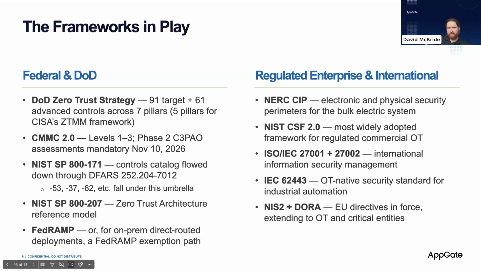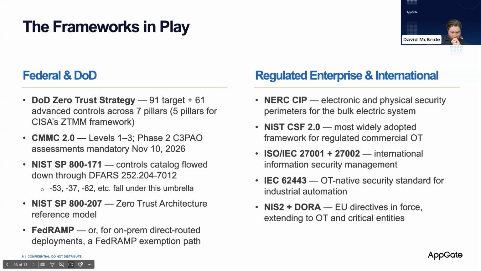Moving on into NIST, you've got NIST SP 800-171, the controls catalog that flows down from, or through, I should say, DFARS clause 252.204-7012. That's a mouthful, but I got through it. And sitting underneath that umbrella, you've got 800-53 for federal systems, 800-37 for risk management, and 800-82 for ICS and OT specifically. These aren't separate programs, they're layered on top of each other.